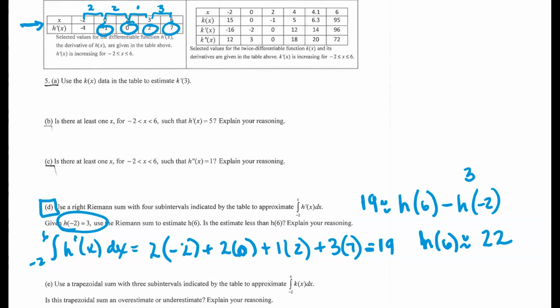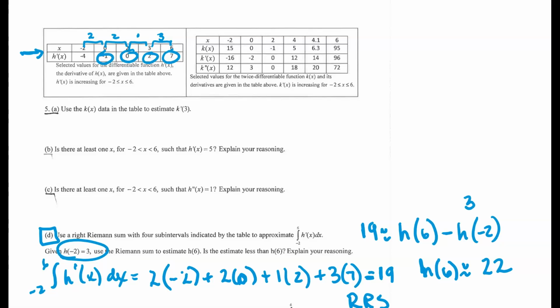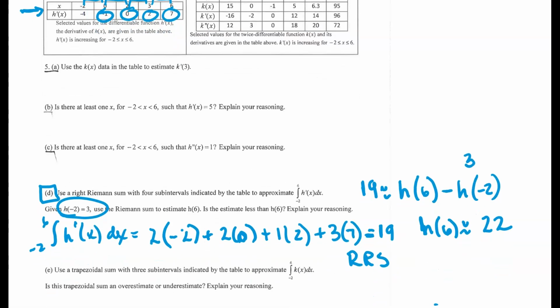Now, use the Riemann sum, and is the estimate less than h of 6? So we've used a right Riemann sum. Let's write that down. And then let's take a look at some information that we've ignored to this point. It says that h prime is increasing. If h prime is increasing, then what do we have here? We're going to write Riemann sum and increasing. And I'm going to see what that looks like.